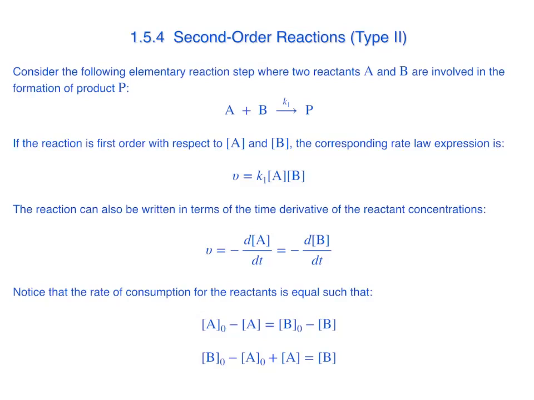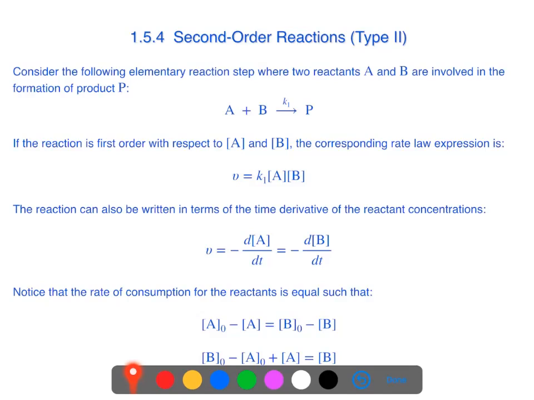So if the reaction is first order with respect to A and B, the corresponding rate law expression is as follows. We have the overall rate of the reaction equal to the rate constant K1 multiplied by the product of the concentration of A and the concentration of B. Now the reaction, as we've seen previously, can also be written in terms of the time derivative of the reactant concentrations. So in each case, the overall rate of the reaction can be written in terms of the consumption of both A and B, dA/dt and dB/dt.